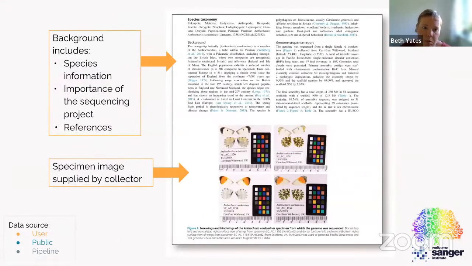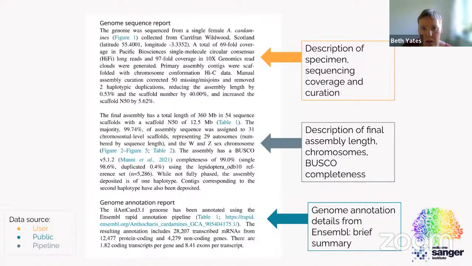Then there's the background, which tends to be more information that's relevant to that individual species. So it'll be why it's been sequenced, why it's important, any references that are relevant, and just general species information. And then we have the specimen images, which are supplied by the collector. And then we describe how we did the sequencing. We'll give a description of how the specimen was collected, the sequencing that was performed, and any curation that took place once the sequencing was complete.